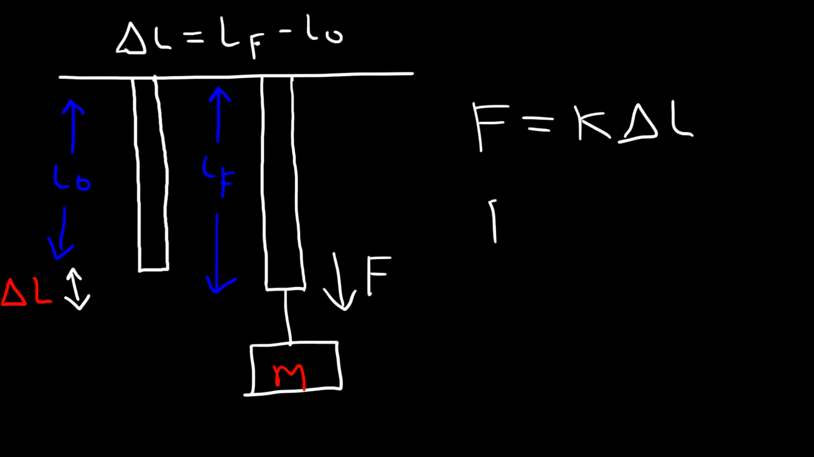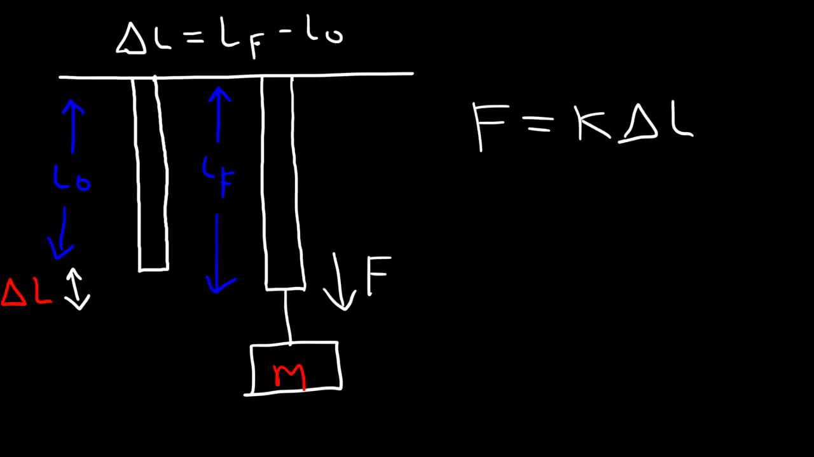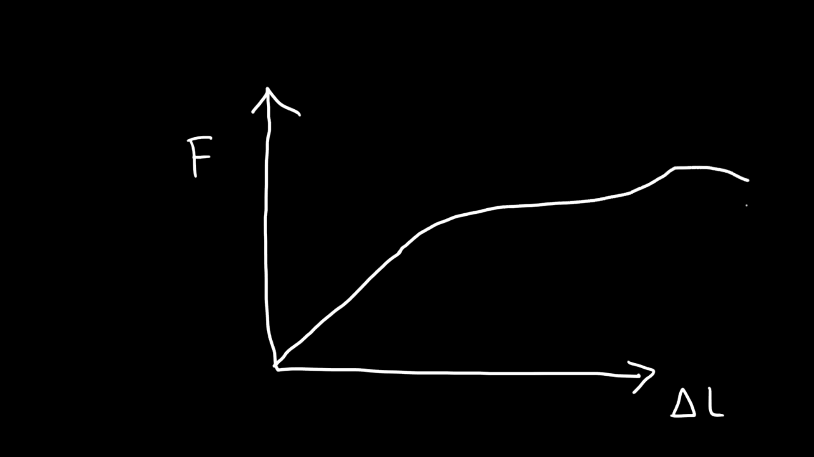Perhaps you've seen Hooke's law expressed this way: F is equal to negative kx. It's very similar. If you increase the applied force, the change in length will increase. Now let's make a graph that describes the force and the change in length. We're going to put the force on the y-axis and the change in length on the x-axis. Initially, there's going to be a linear relationship between F and delta L, and then after that, the relationship won't be so linear. It's going to be curved.